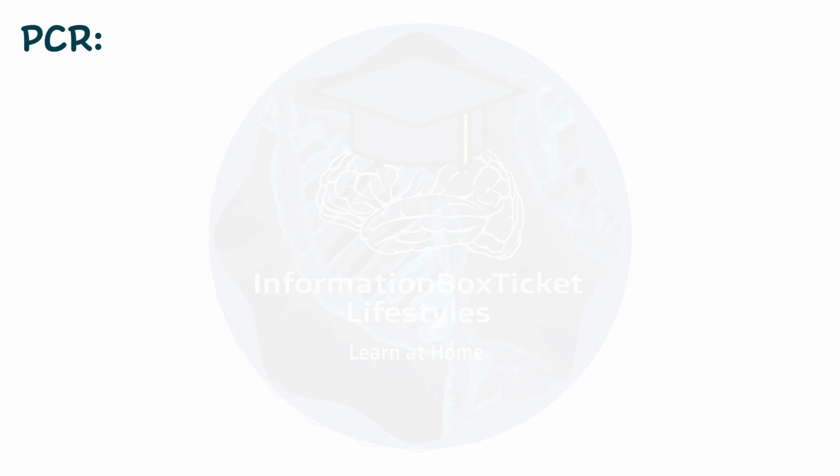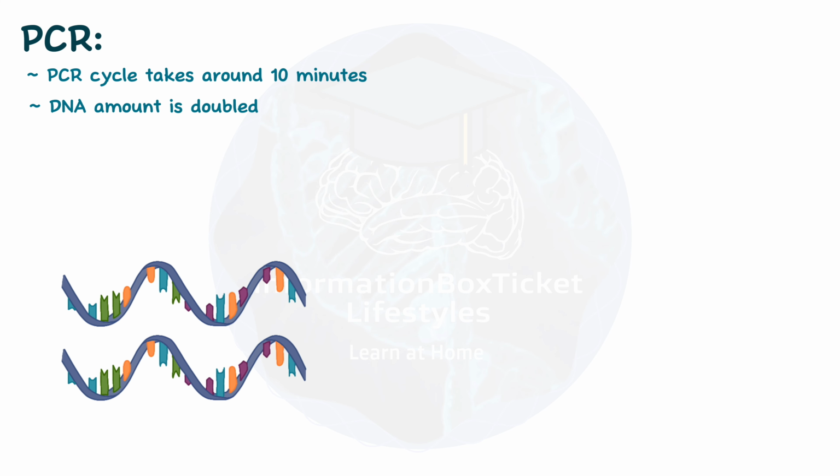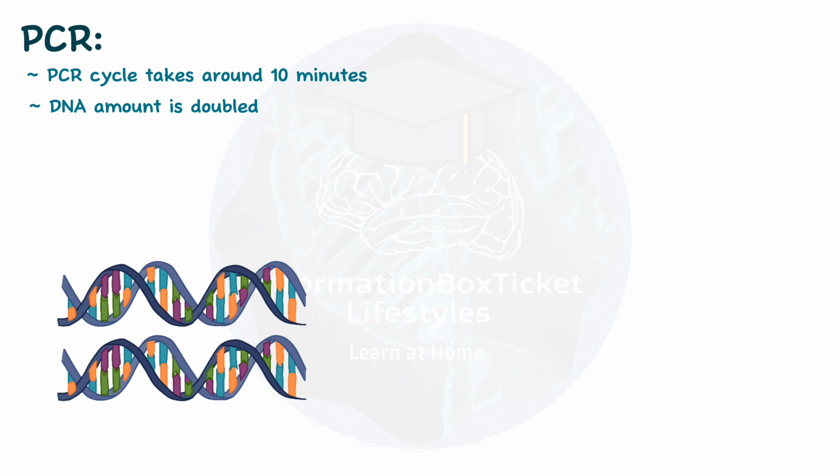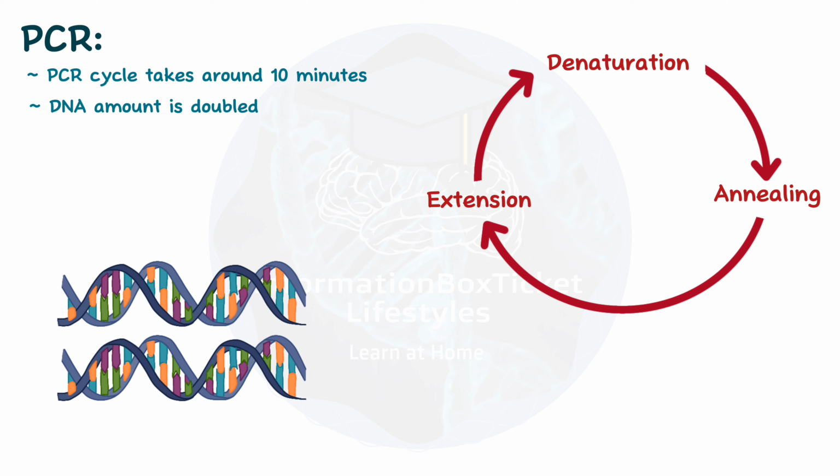And that's basically all there is to it. A complete PCR cycle takes around 10 minutes, and by the end, the DNA amount is doubled, since each template strand now has a newly synthesized complementary strand. From here, we simply repeat these 3 steps for several cycles, and with each round, the DNA amount doubles.